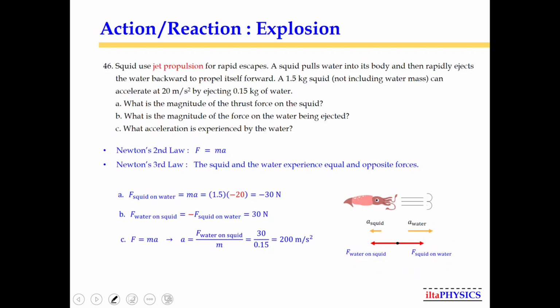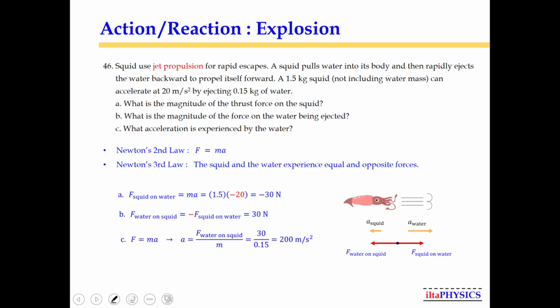I want you to look closely at the direction of the forces appearing as action and reaction. First, we use Newton's second law for the motion of the squid. The product of the squid's mass and the squid's acceleration is the force the squid applied to the water, which calculates to -30 newtons. Please note that the acceleration is negative because the squid is moving in the negative x direction according to our coordinate system. According to Newton's third law, this becomes the force the water pushes the squid with, in the same magnitude but opposite direction, which is 30 newtons.